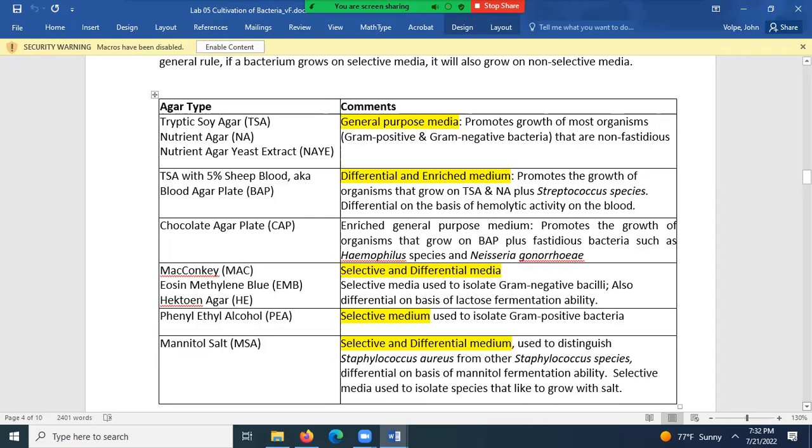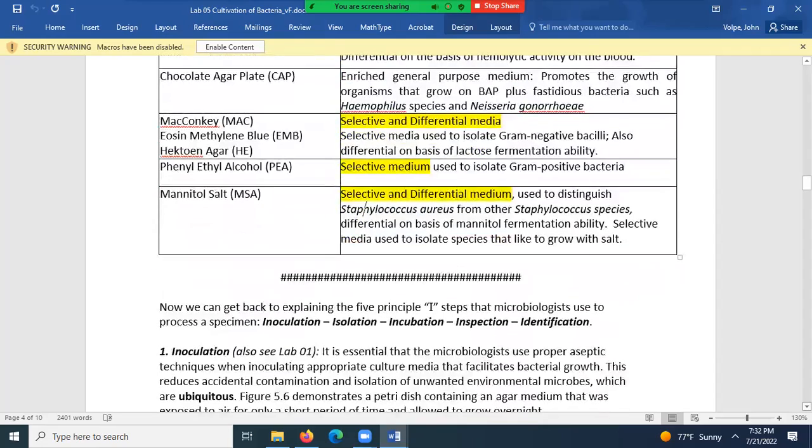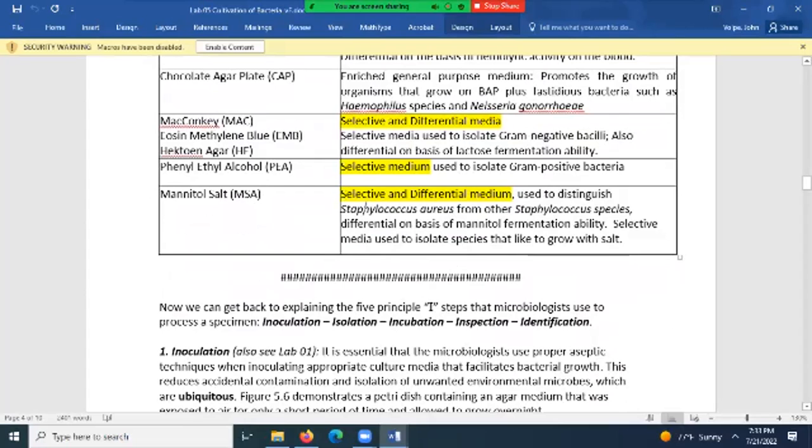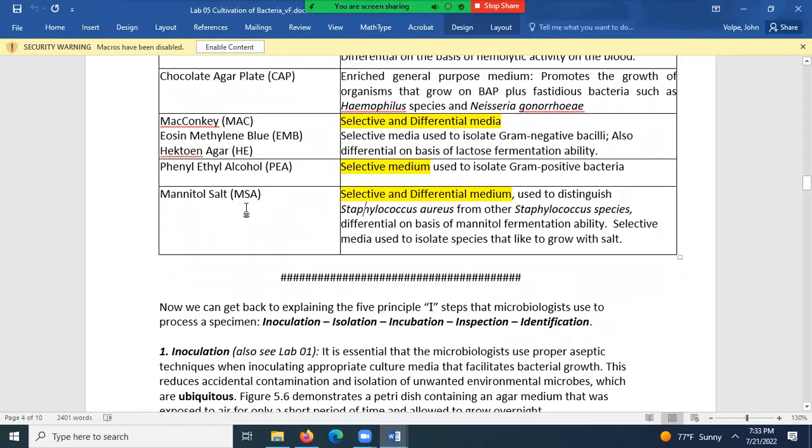And then there's mannitol salt agar. It is both selective and differential. It is selective in that it has 7% sodium chloride in it. Why it's called salt, mannitol salt agar, 7% sodium chloride. And unless the bacteria can grow in 7% sodium chloride, it'll be selective against. If you don't know, most bacteria do not like an environment higher than 2% sodium chloride, and this has 7%.